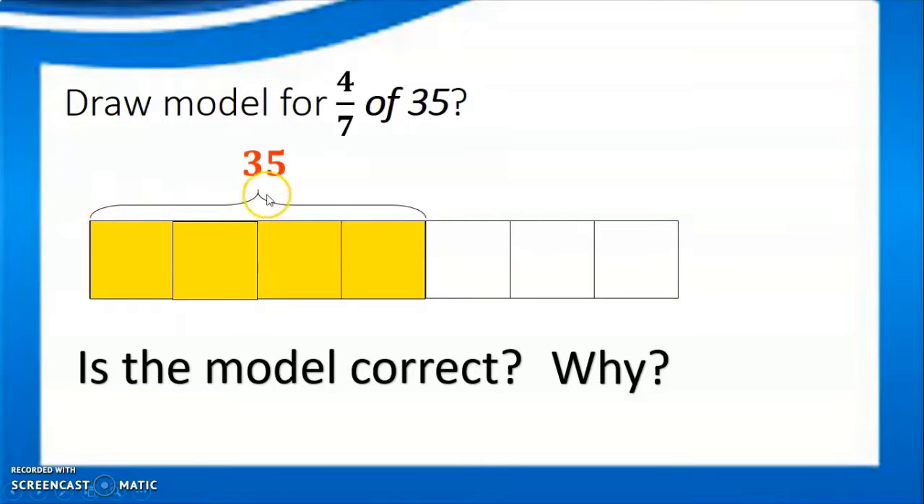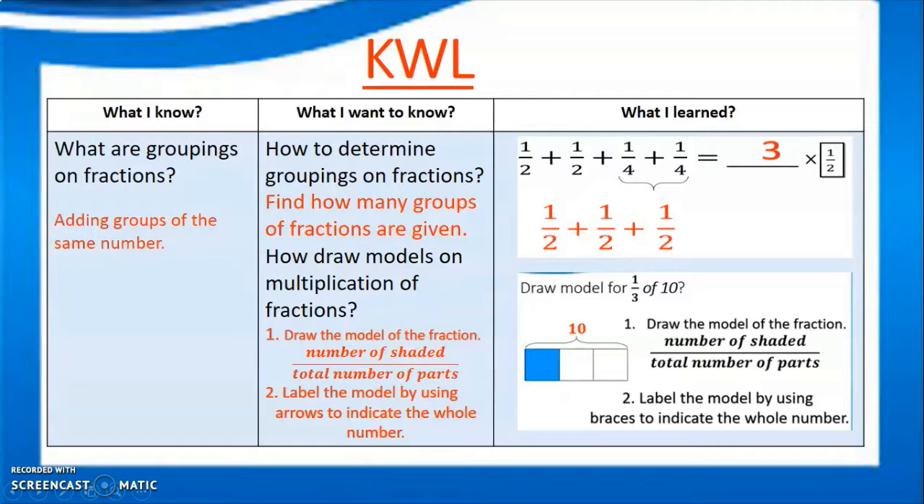So, is this arrow correct? Wrong. That's why this model is incorrect. What is the correct model? The arrow must be here, until the end of the model, and put 35.